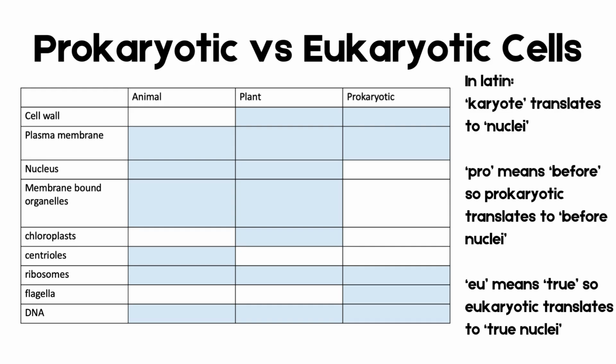So what is the difference between eukaryotic and prokaryotic cells? Below is a table demonstrating which types of cells contain which organelles. These are common exam questions, so it's key to know which types of cells contain which organelles. A key fact that might help you understand and remember the difference is that in Latin, karyote translates to nuclei. Pro means before. So prokaryotic translates to before nuclei. Eu means true. So eukaryotic translates to true nuclei.